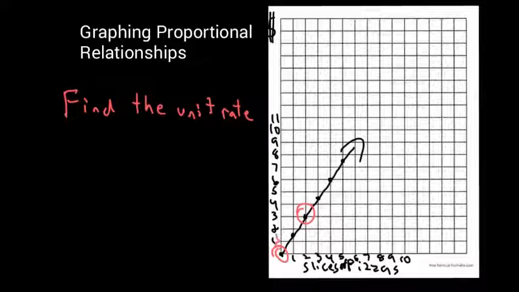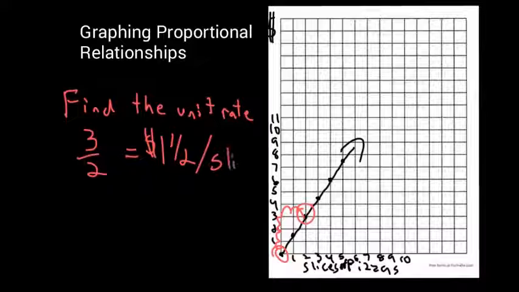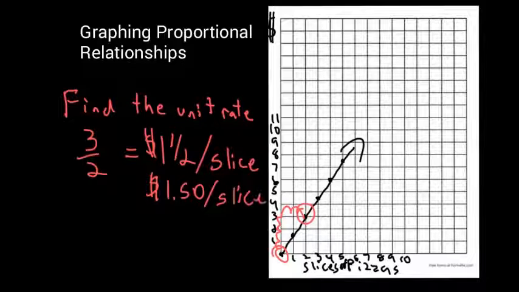So I'm going up, 1, 2, 3, over 1, 2. So that would be 3 over 2. Well, that's not a unit rate. So I need to divide the 3 by 2 to get 1.5 dollars per slice. So it costs $1.50 per slice. You could also write that in terms of money, $1.50 per slice. That probably makes a little bit more sense anyways.